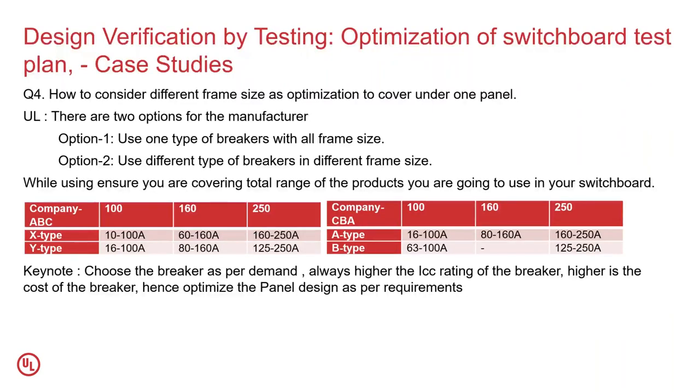That's important: always, the higher the ICC rating of the breaker, the higher the cost of the breaker. Don't forget it. You can't simply choose an 80K breaker, because cost also plays a very important role while designing the assembly. Hence, depending on the optimization, you have to sit with the UL engineering team with an engineering drawing. We can provide you an optimized solution. What is the best optimized plan we can test to cover the different ways of the switchboard under one certification?